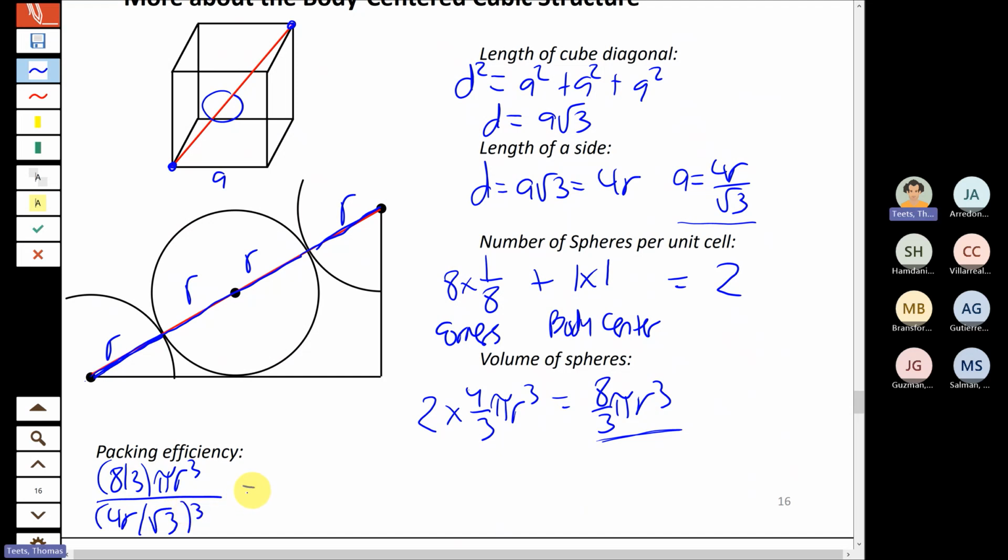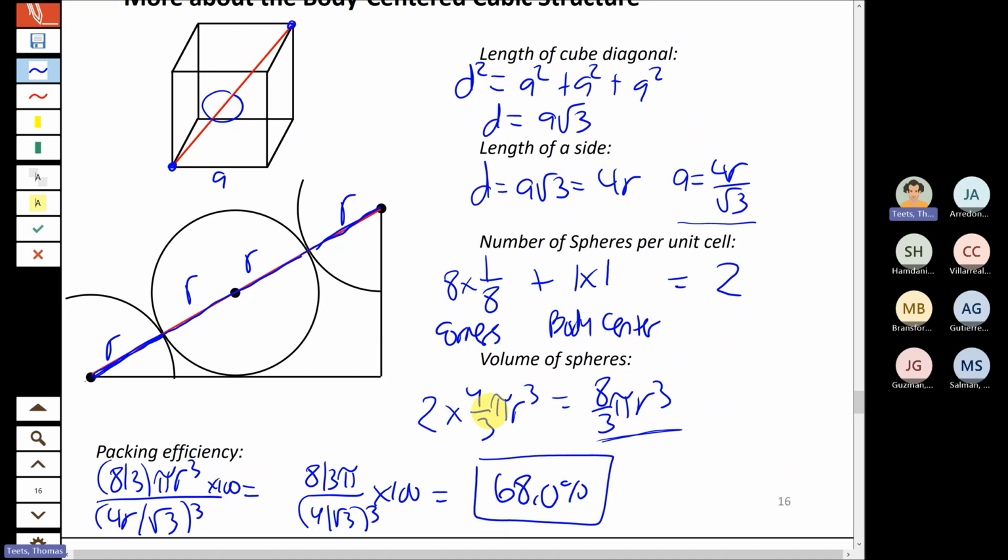We can simplify this a little bit. It comes out to 8/3 pi over 4 over radical 3 cubed. And then if we put that into your calculator, multiply by 100, we get a packing efficiency of 68%. So a bit higher than we got for simple cubic. By forcing one atom into the center there, we're occupying more of that space. So the exact numbers may not be that important for us, but we should recognize that body-centered cubic is a more efficient packing of the spheres than simple cubic would be.